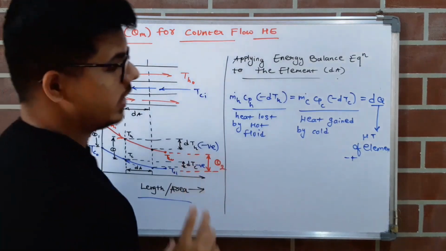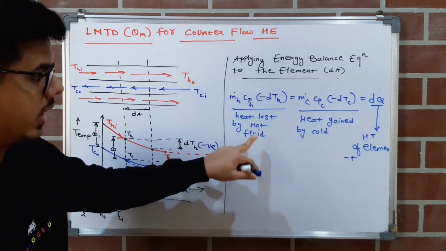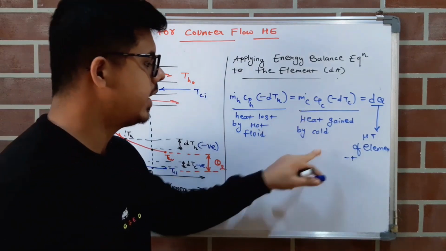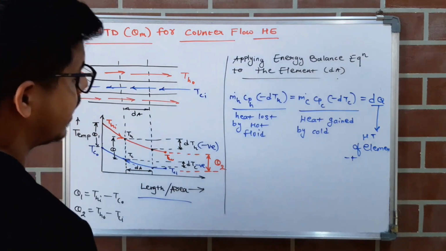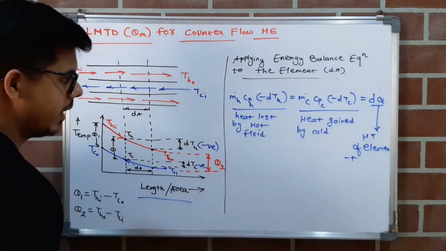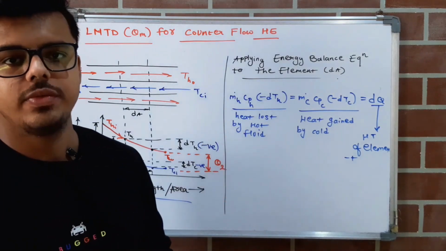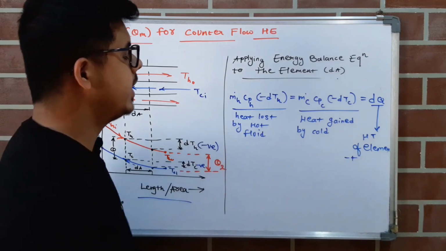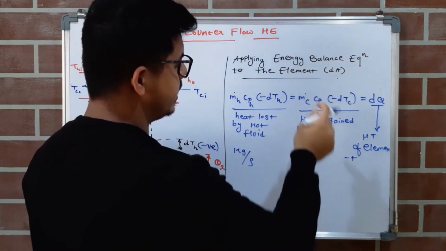So this energy balance is saying that the heat lost by the hot fluid is equal to the heat gained by the cold fluid, which is equal to the heat transfer rate of the heat exchanger, but here we are considering the heat transfer rate of the element. So we will write the element only. Now, what is m dot h? m dot h is the mass flow rate of the hot fluid, and its unit will be kg per second. This is m dot c.